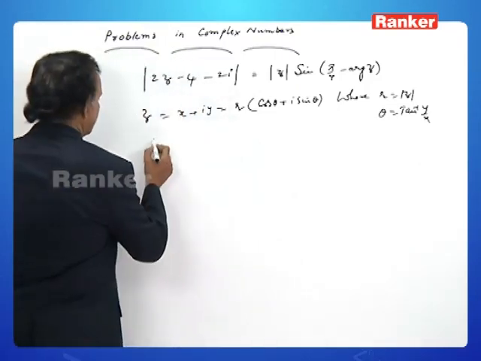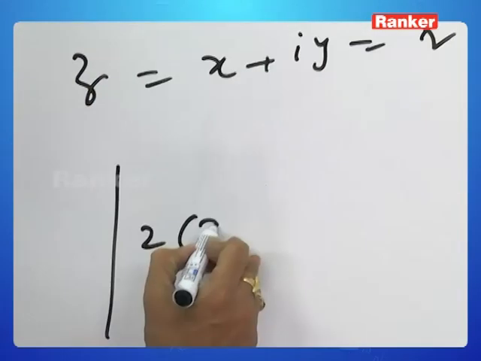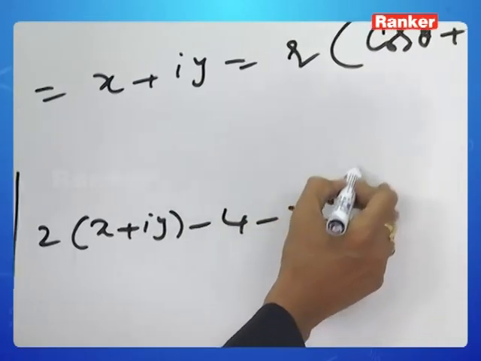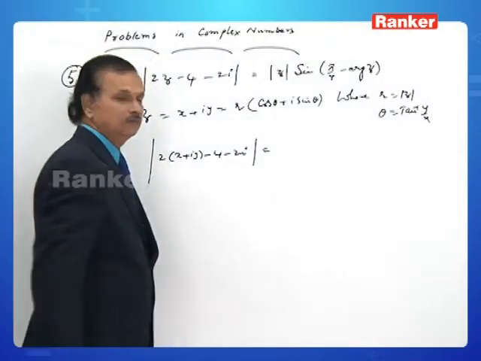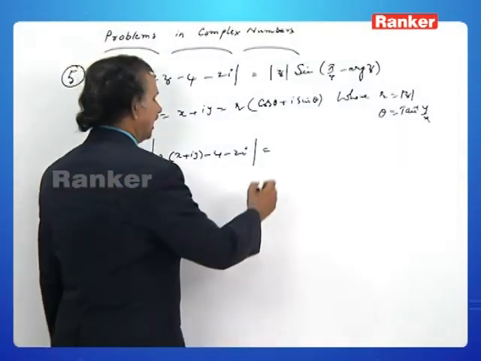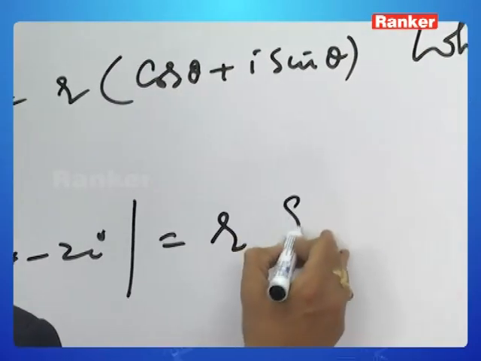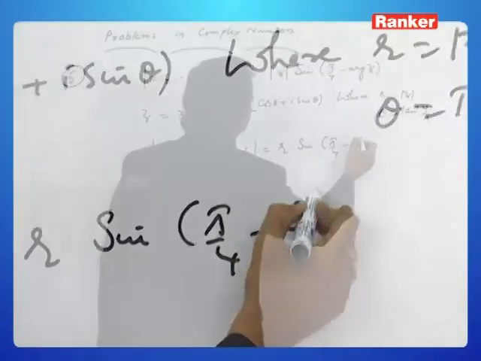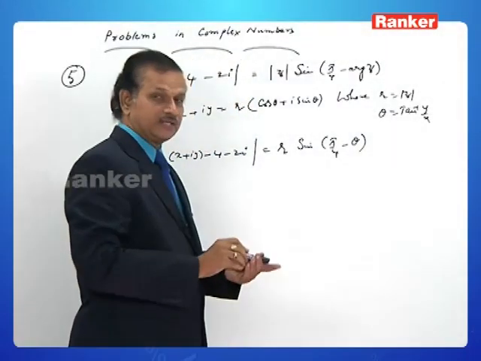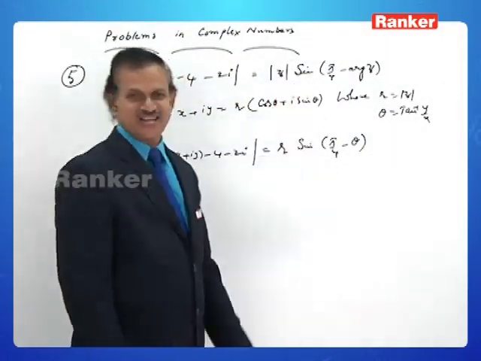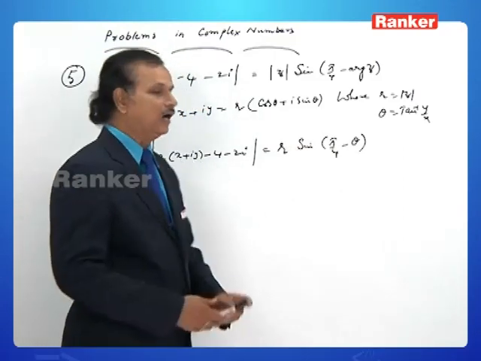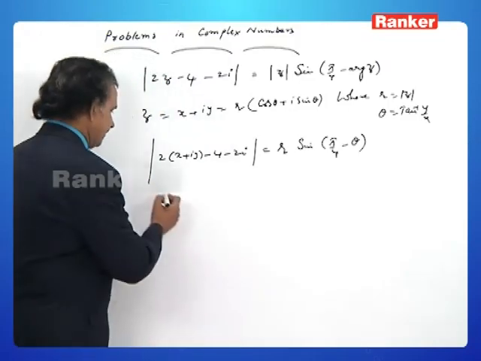What do you mean by 2z? 2 into x plus iy minus 4 minus 2i is equal to, what is mod z? r into sine of pi by 4 minus theta. Why should you write theta? There argument of z has been given and argument of z is nothing but theta. Well, let us try to simplify this.